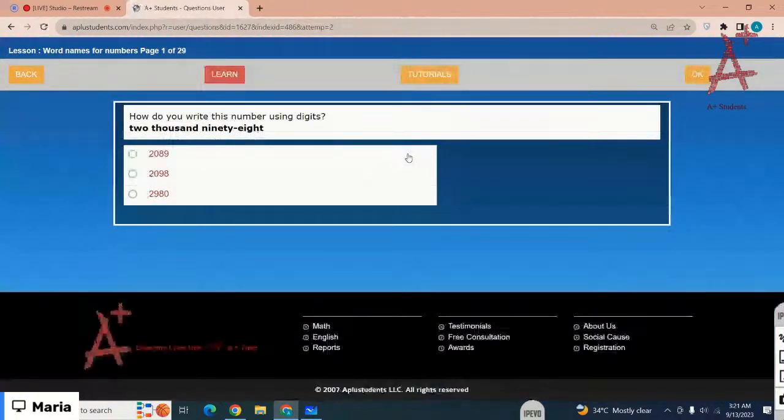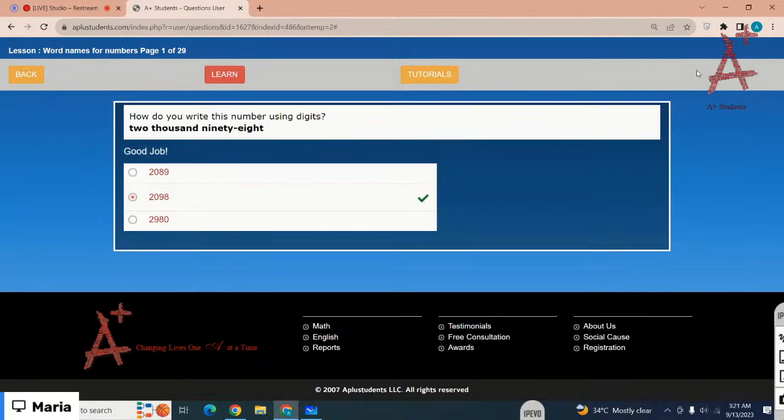How do you write this number using digits? 2098. How do you write it? Which is the correct option? 2000 means 2 is at the thousands position. Then 98, you don't have any digit at the hundreds position, right? That means the hundreds position must be 0. And then you have 98, so option number 2 is the correct option, right? That is 2098. Very good.